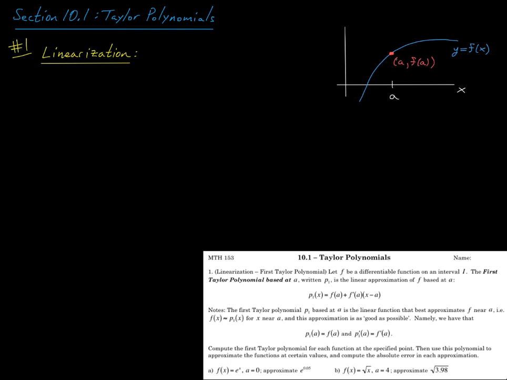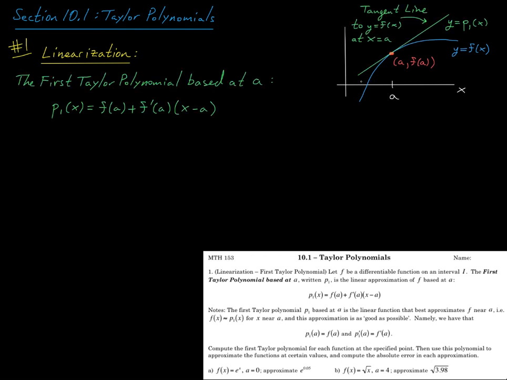So from Calc 1 you recognize that as the tangent line to the curve at this point in red, and so I'll go ahead and put in that tangent line, and we're going to call this tangent line P1 of x. Okay, this is known as the first Taylor polynomial of the function f based at a.